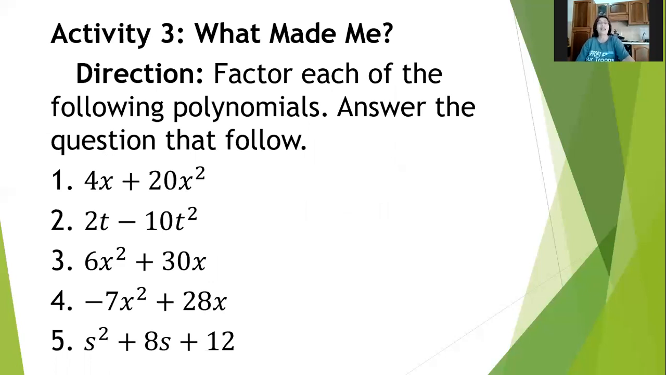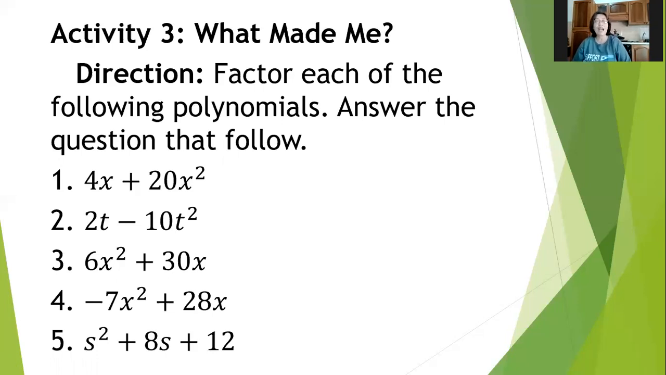Next, number 2, 2t minus 10t squared. You have to find again the common monomial factor. Number 3, 6x squared plus 30x. Find the common monomial factor. Number 4, negative 7x squared plus 28x. The same holds true with number 4.